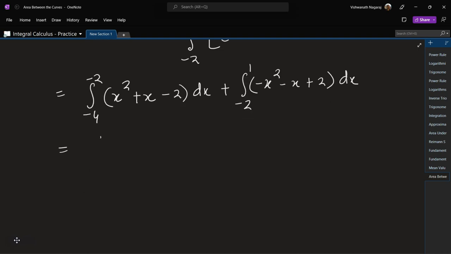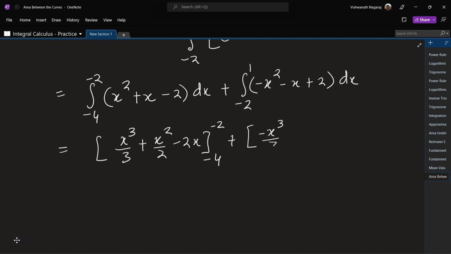Okay, now integrating it, we get x cubed by 3 plus x square by 2 minus 2x from minus 4 to minus 2 plus minus x cubed by 3 minus x square by 2 plus 2x from minus 2 to 1. Okay, if we do the substitutions and the algebra part of it, what we end up with is 79 by 6. So that is the area between the two curves in the given interval.